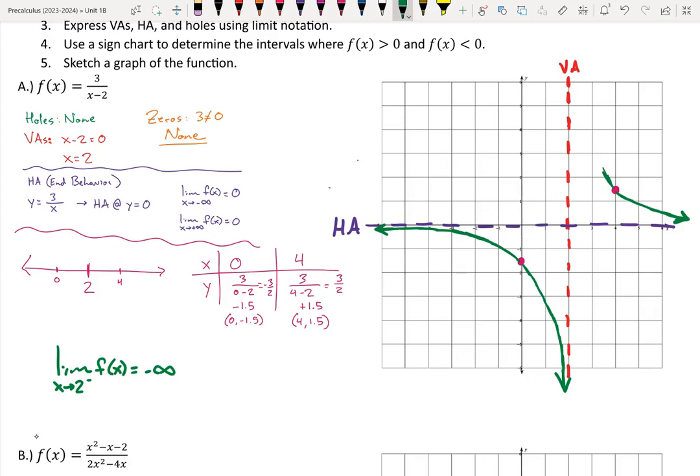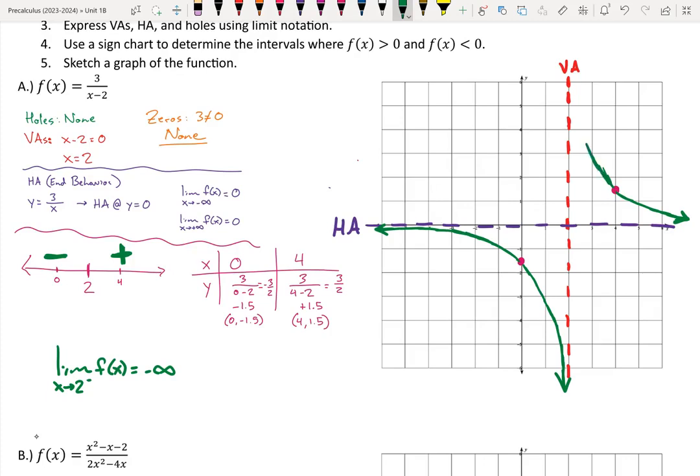And also, here's another key indicator. We got a positive in this section. We didn't mark that. Let's mark that. So in this interval, we were negative. In this interval, we were positive. So everything here should be staying below the x-axis. Everything to the right of 2 should be staying above the x-axis. I shouldn't be going down.